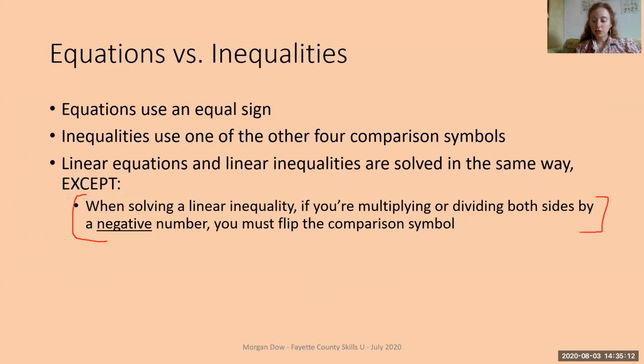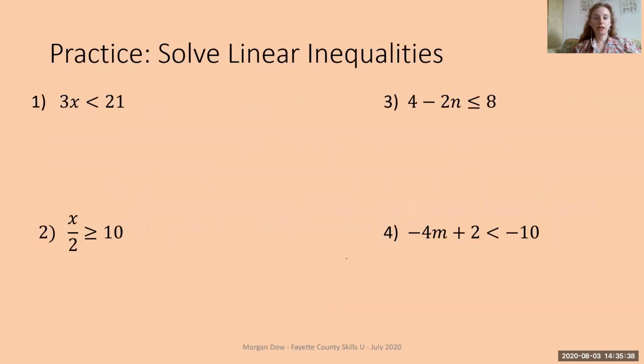It's not about if you see a negative number in the inequality. It's about if, in the process of solving the inequality, you need to multiply or divide by a negative number, you flip the sign. So if you had less than, it would become greater than in your final solution. So let's see some examples of solving linear inequalities.